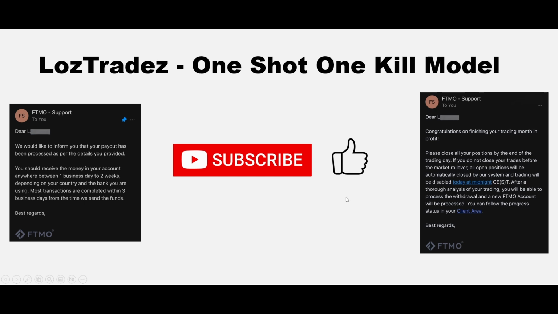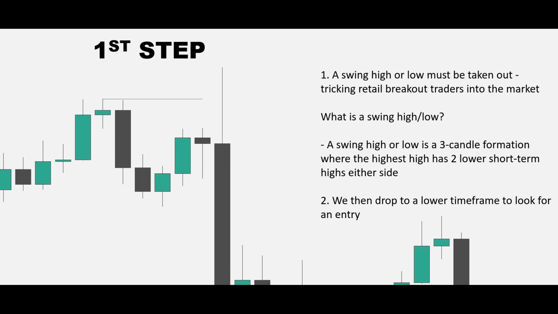So diving straight into the model, we will get started. Now, the first step of the model is incorporating the technique of swing highs and lows. So a swing high or low is a 3-candle formation like we have here, and it is where the middle candle's high has a short-term high to the left of it and a lower short-term high to the right of it. So both short-term highs on either side need to be lower than the one in the middle, and that creates our swing high. And of course, vice versa for a swing low.